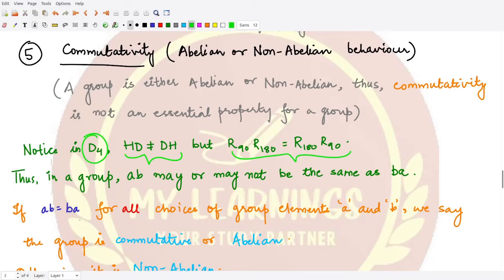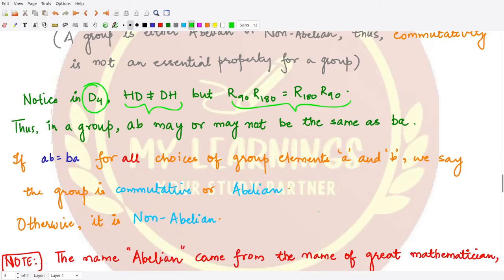Thus in a group, whenever you have AB the same as BA, then you call that group commutative or abelian. If that is not there for every element, it could be true for some elements but not true for other elements, then you call that group non-abelian.